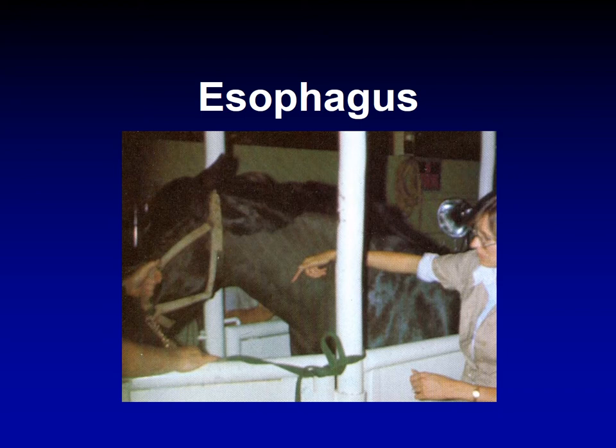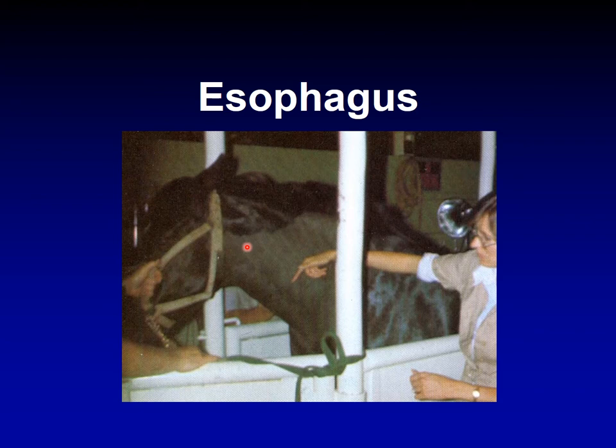Passing a nasogastric tube, the examiner must see the shadow of the esophagus in the first third or half of the neck. You need to see and watch the tube going in the esophagus from underneath the skin. You can see that.